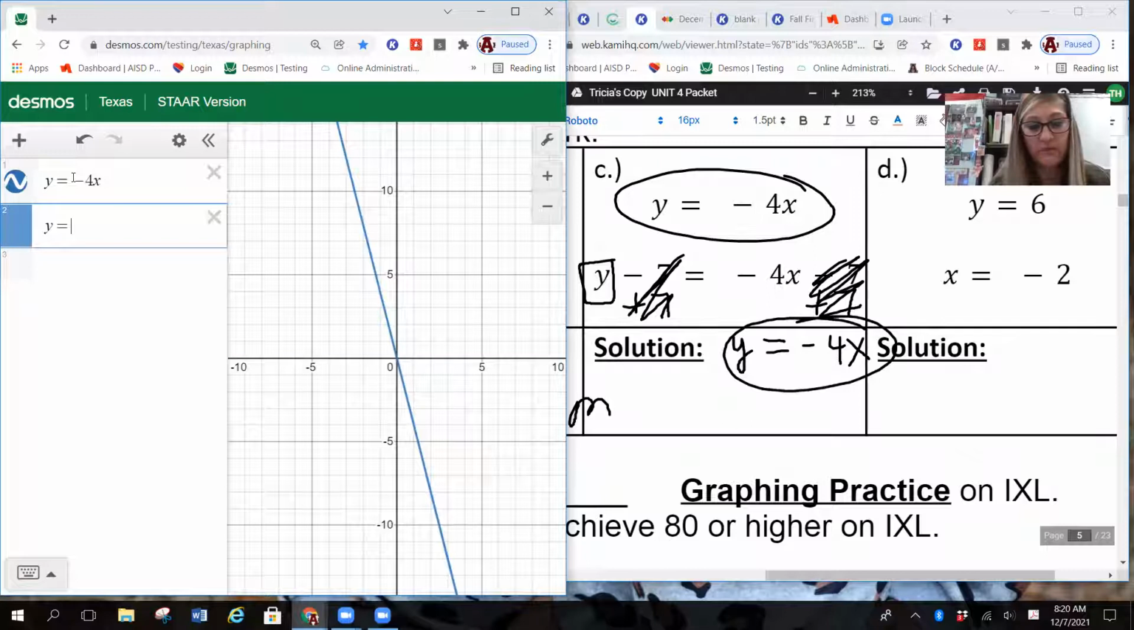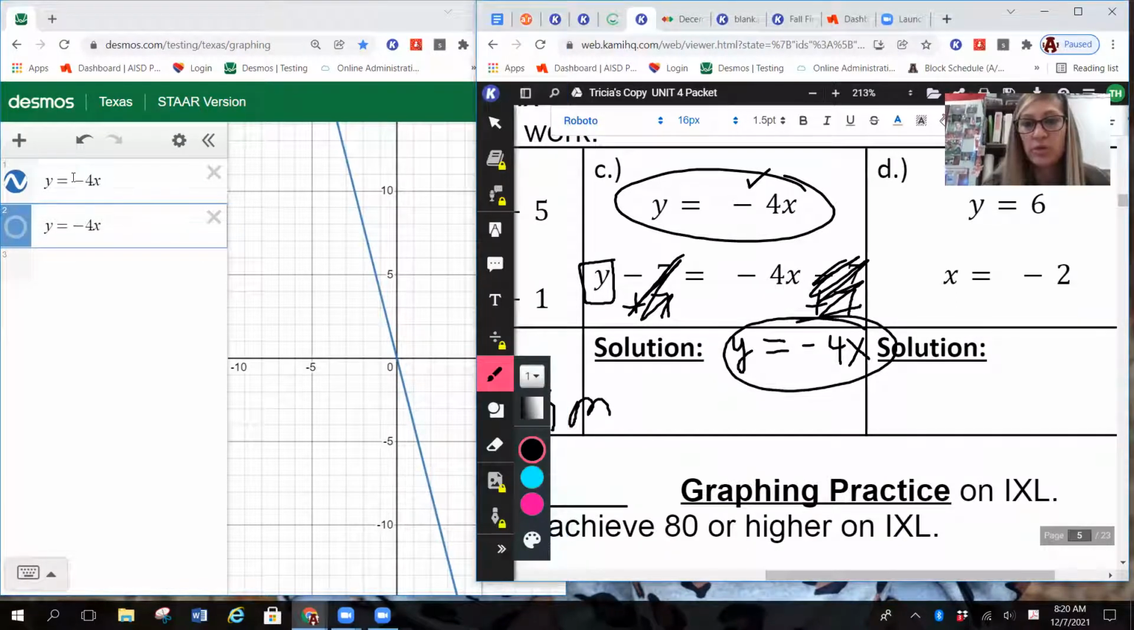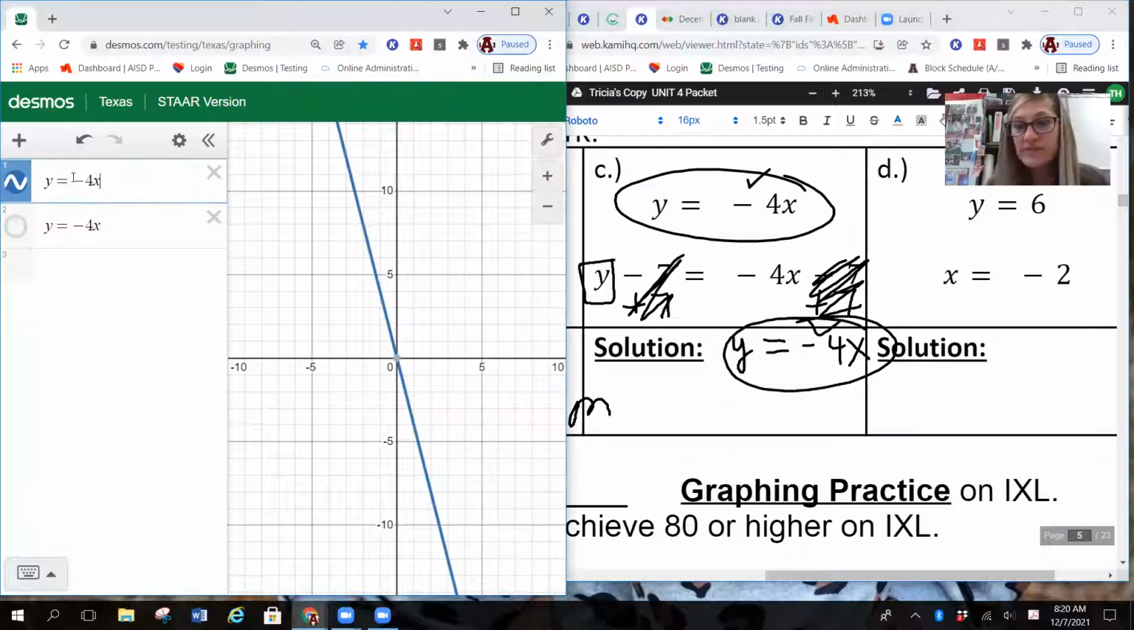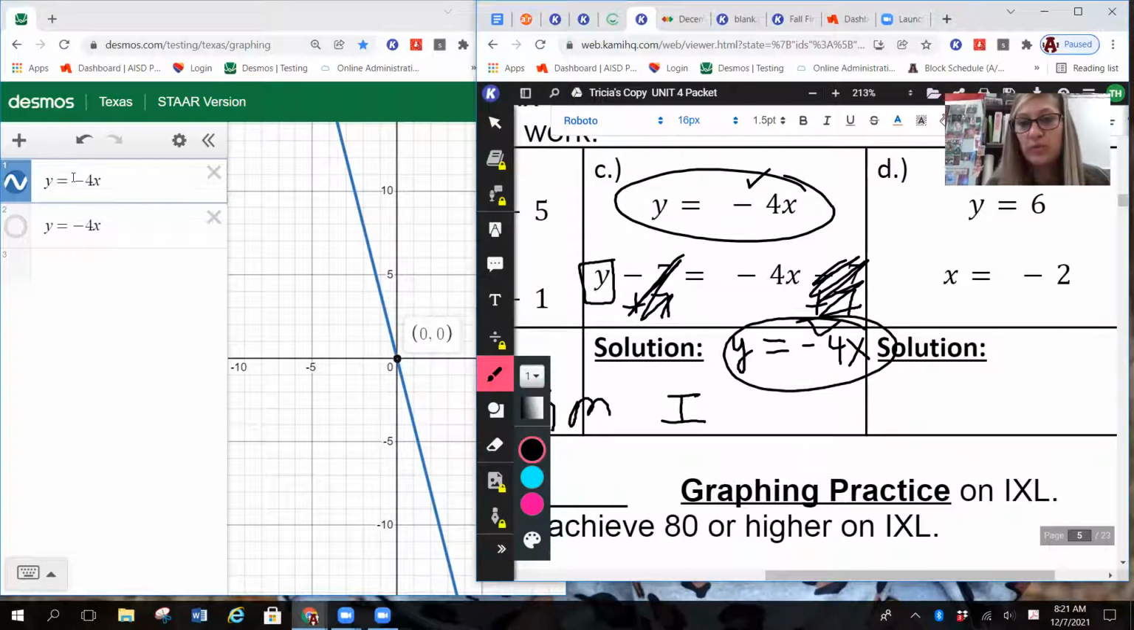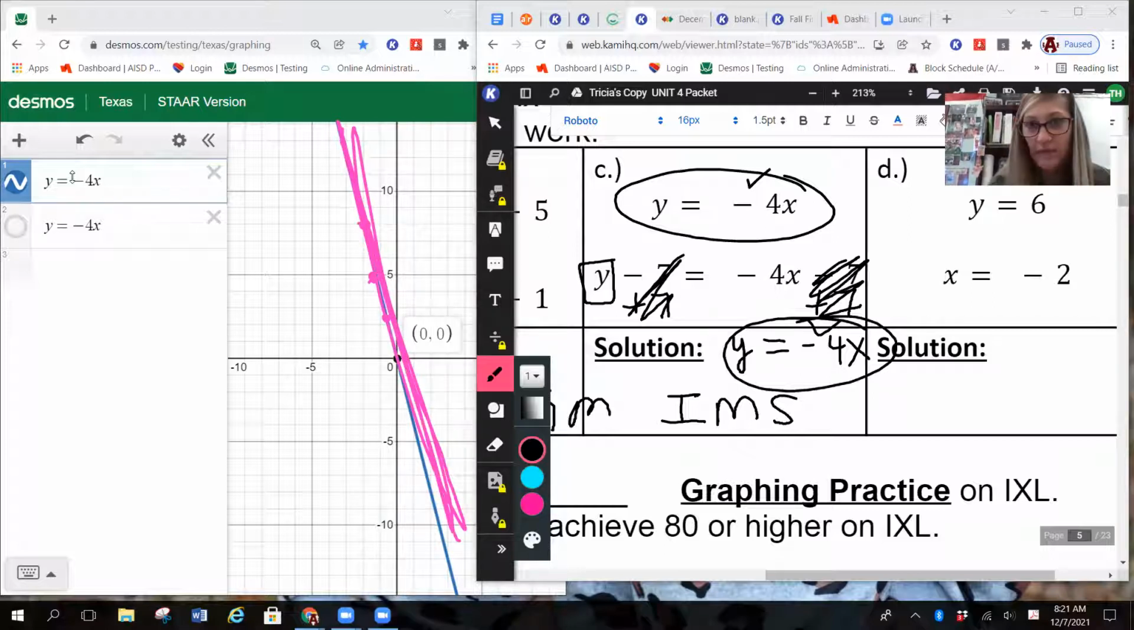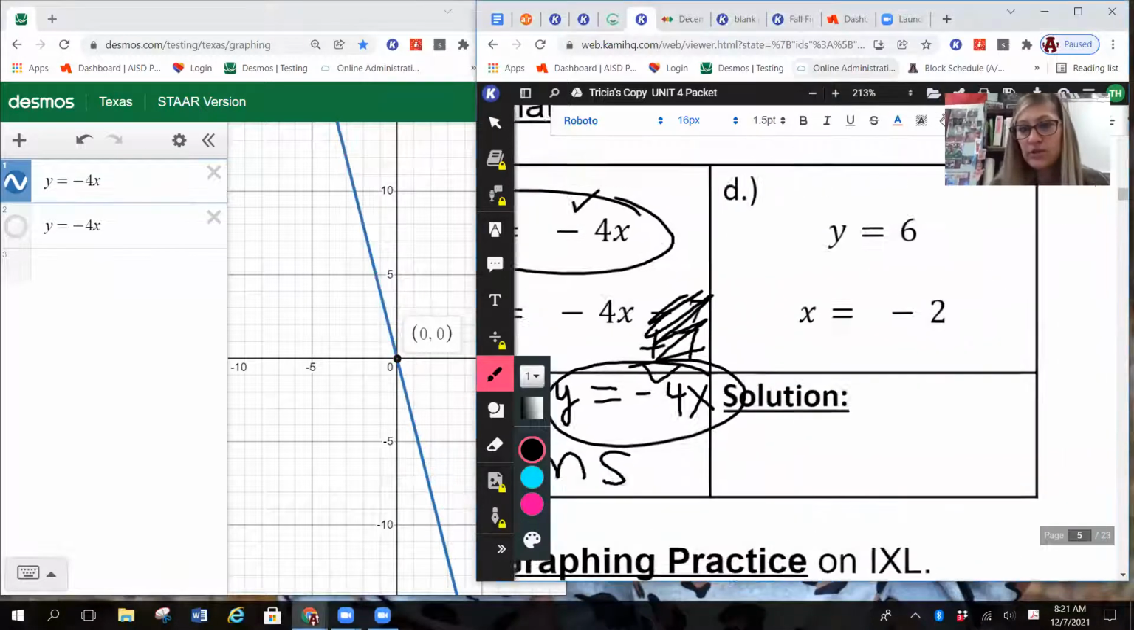So y equals -4x. Notice that my green line is overlapping my blue line. They are the same slope, -4, and they have the same y-intercept, (0, 0). So these two lines intersect all the time. So its solutions would be infinitely many solutions because the two graphs intersect everywhere. They intersect here, here, here, they intersect the entire line. That's why we say infinitely many solutions.